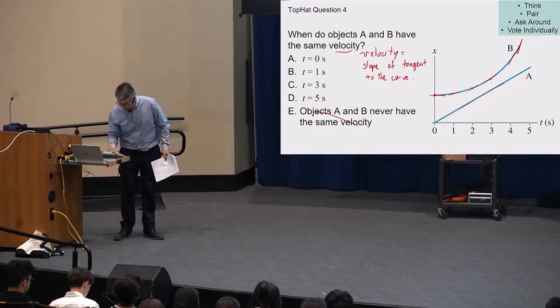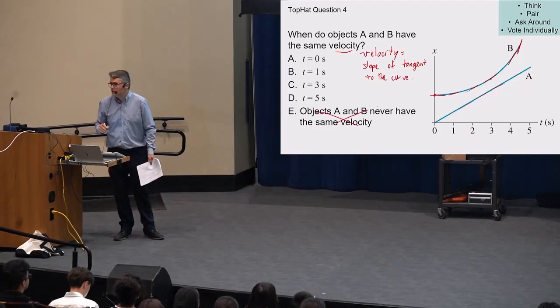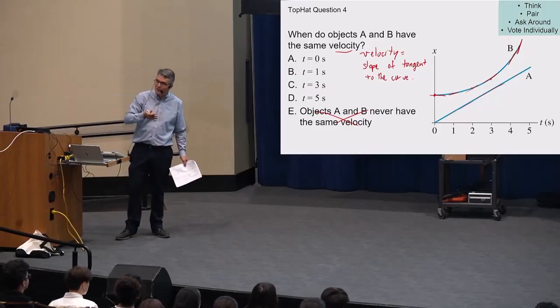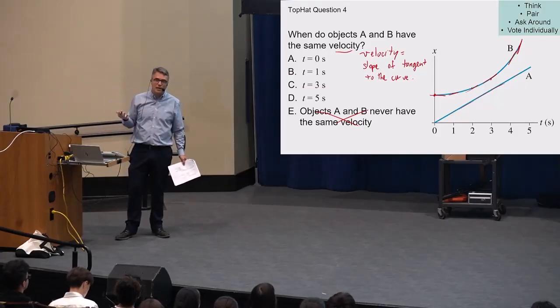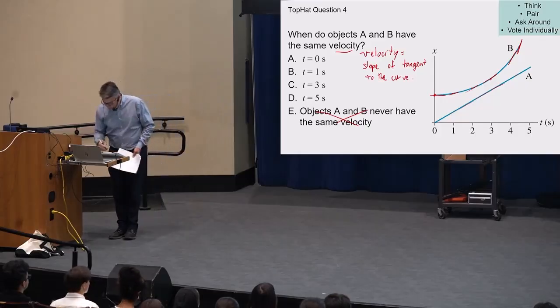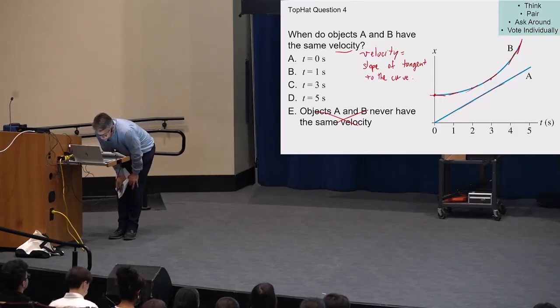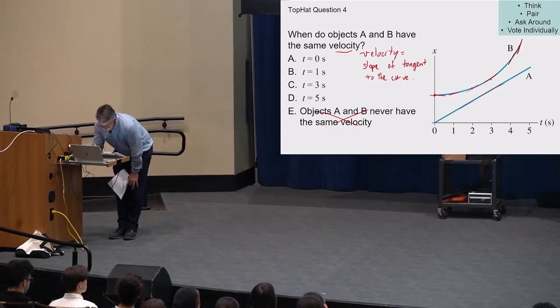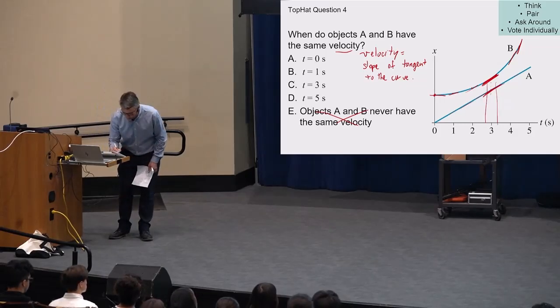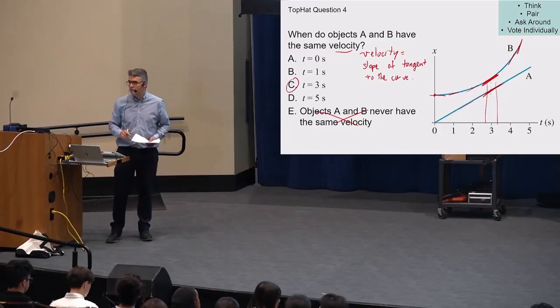So I don't think it's possible that they never have the same velocity, since if you start slower and end up faster, you must have passed through the same velocity. So it's somewhere between 0 and 5 that they pass through the same velocity, and that's where you have to kind of estimate. To me, it looks like this slope is around the same around here. I don't know if it was exactly 3, but 3 is certainly the closest answer on this list.